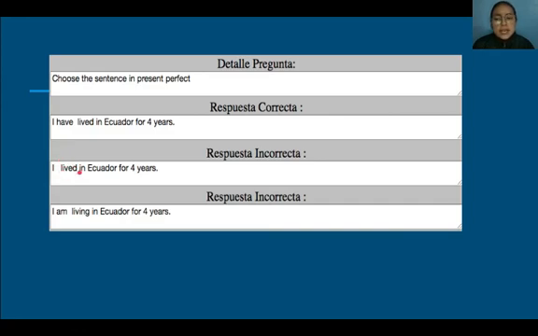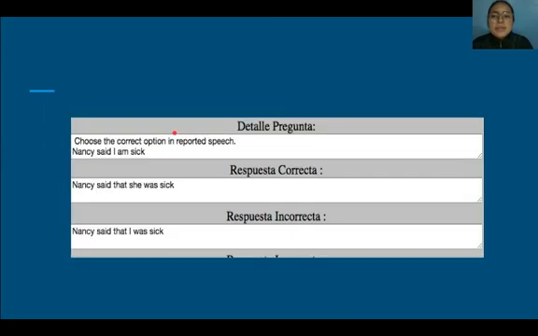Y en este caso no está el auxiliar que necesitábamos ocupar en el present perfect como es el has o el have. Por esa razón es incorrecta. Y la última, I am living in Ecuador. The verb is using ing. This sentence is in present continuous or progressive. Okay, the correct answer is number one. Okay, please copy.